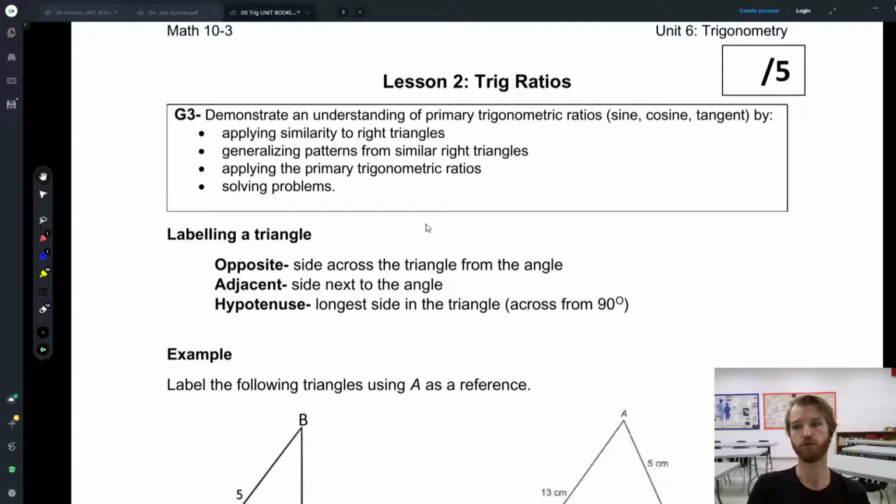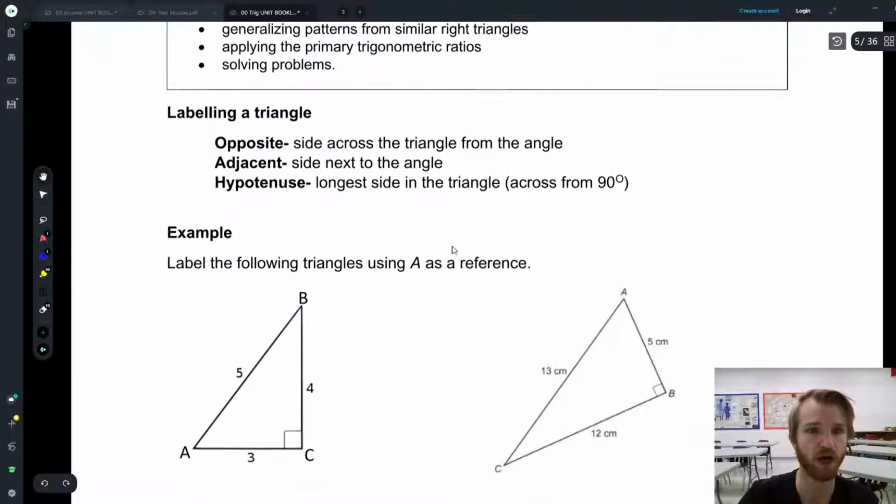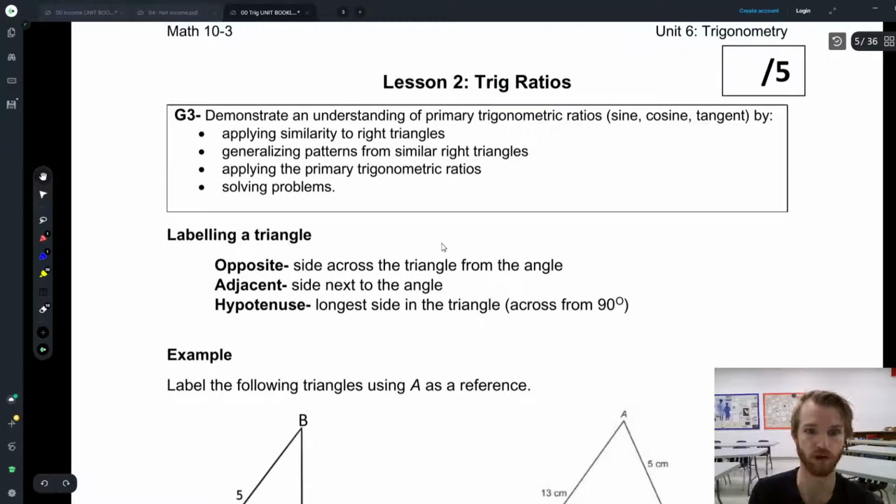All right, so this is lesson 2 in the trig unit, and this is on trig ratios. This is like comparing how big one side of a triangle is compared to another. And there's 3 different ratios that have special names that we're going to talk about. Before we do that, we need to talk about what the names of the different sides of a triangle are.